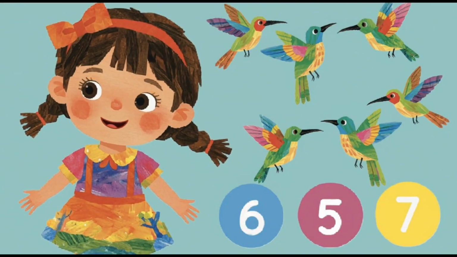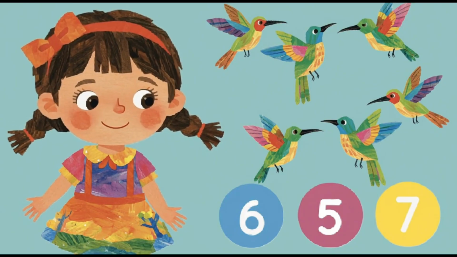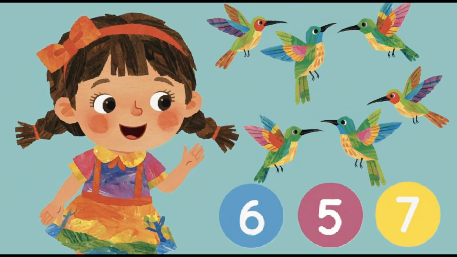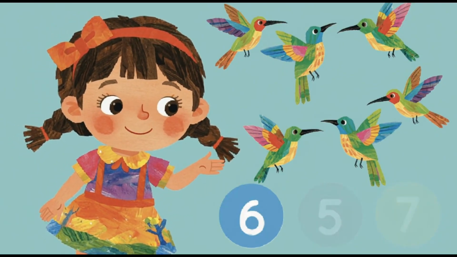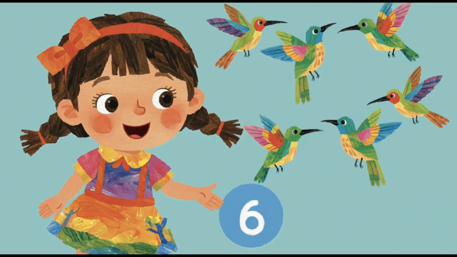How many hummingbirds do you see? Is it 6, 5, or 7? You are right, it is 6.